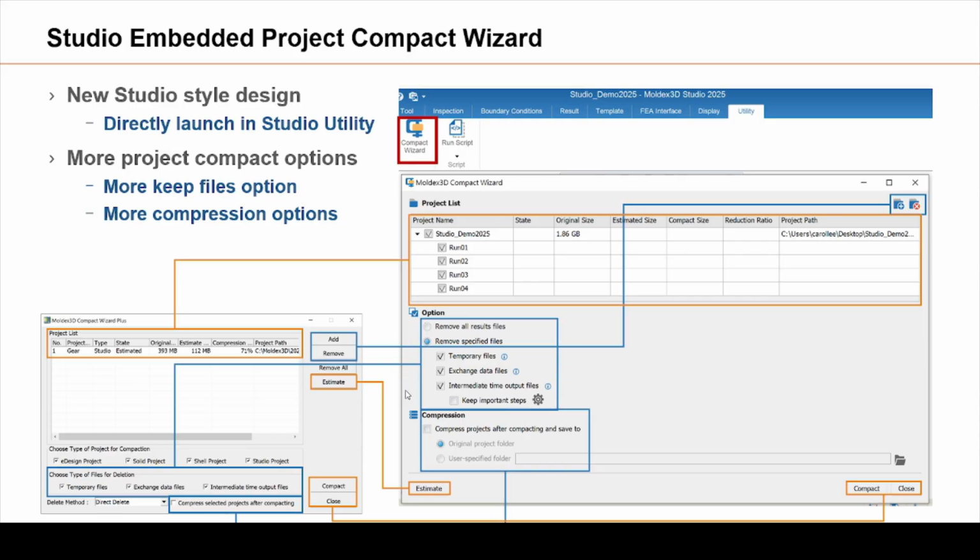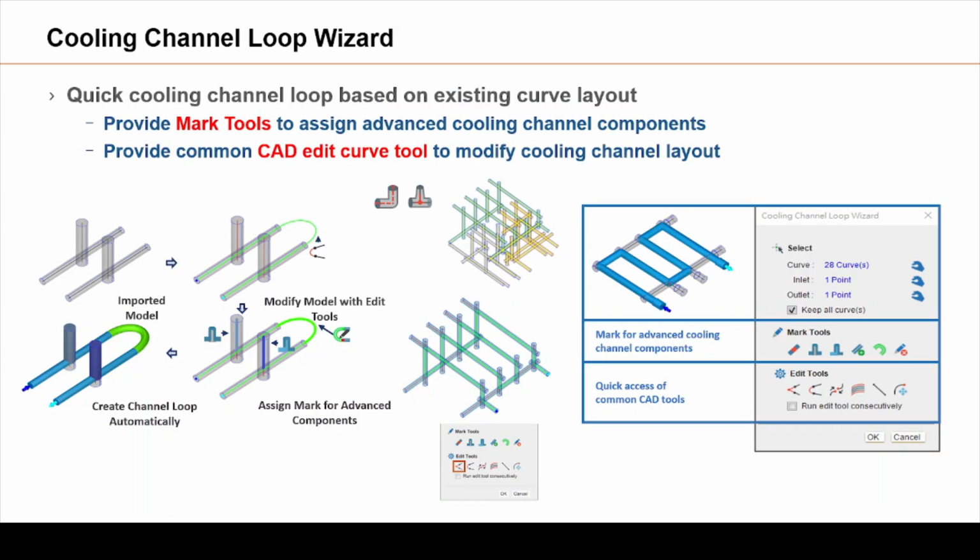And then after this compact has been completed, you have the option to compress the project. So this is a great tool that allows us to reduce our file size and manage our projects more efficiently and effectively. A new cooling channel loop wizard has been added into Moldex3D.